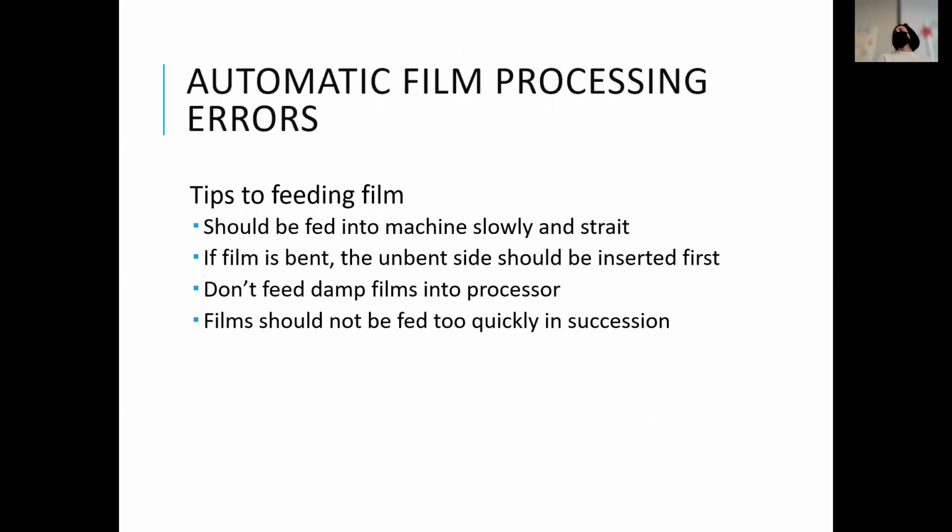Tips for feeding your films. I kind of talked through it already, but films should be fed into the machine slowly and straight on. And if the film is bent, the unbent side should be inserted first. Oh my gosh, you guys are going to be like, when am I ever going to do this? When am I ever going to insert a bent film into a processor? Don't feed damp films into the processor. They should be perfectly dry. When you're taking them apart, your hands shouldn't be wet. Films should not be fed too quickly or in too fast a succession. Those old machines would give you a ready-go light, like, okay, next one, okay, next one. So you just had to wait for the light.